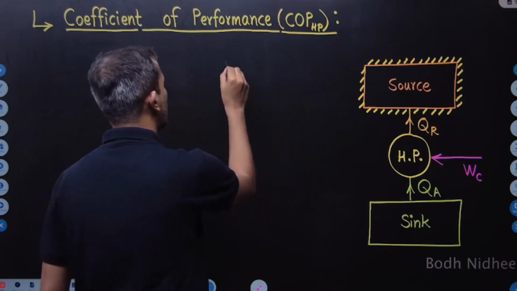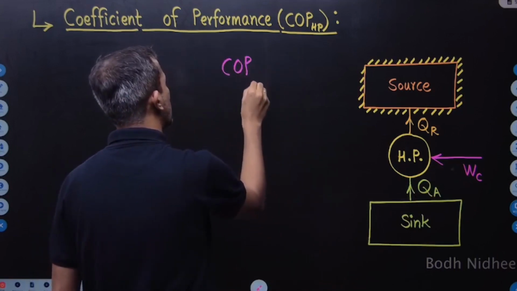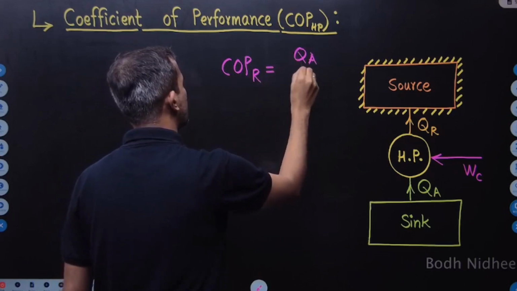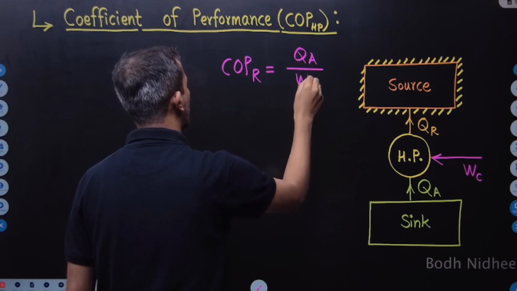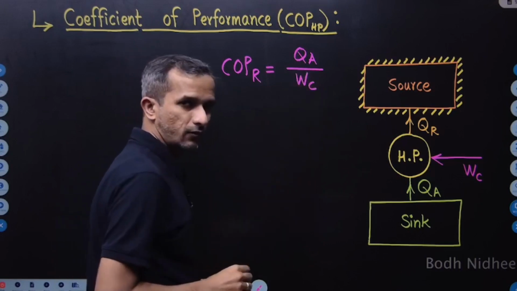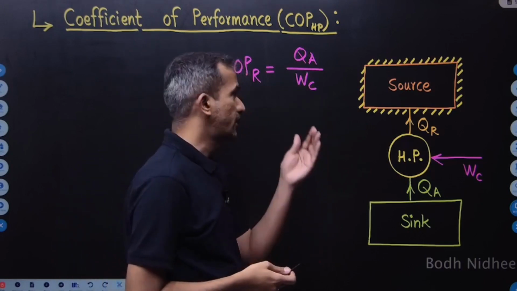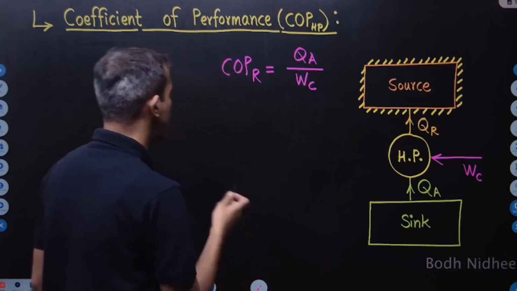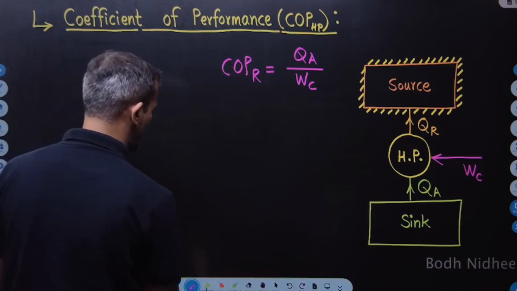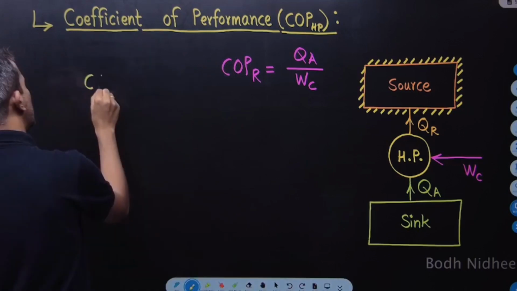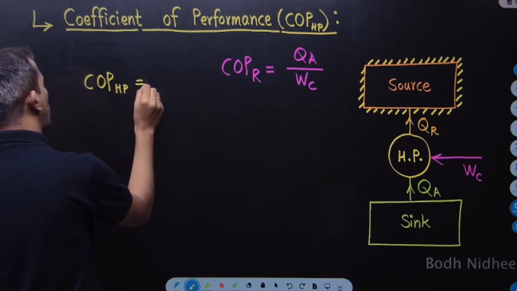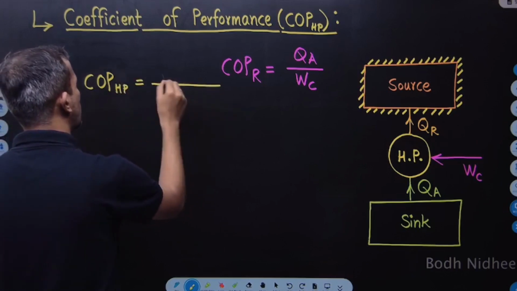You can recall, COP for refrigerator is what? Output is QA, refrigerating effect, input is work of compression, work supplied. So that is the coefficient of performance for the refrigerator. But in this case we are discussing the heat pump. So for the heat pump the COP can be written as, again the basic formula is the same, output upon input. So what is output?